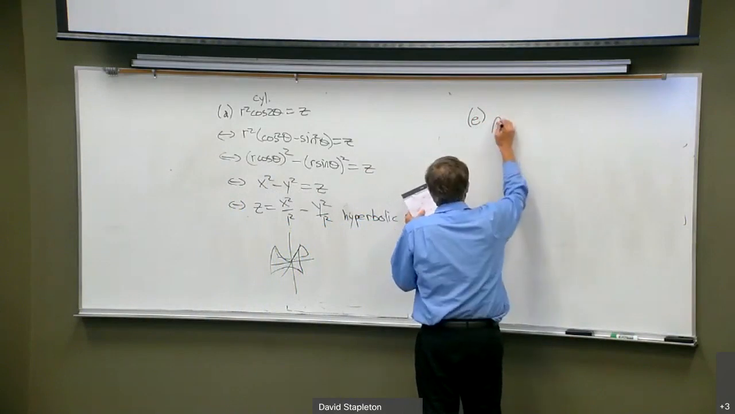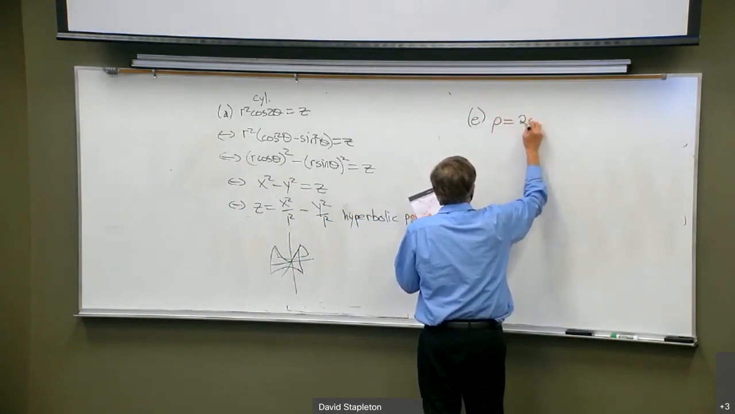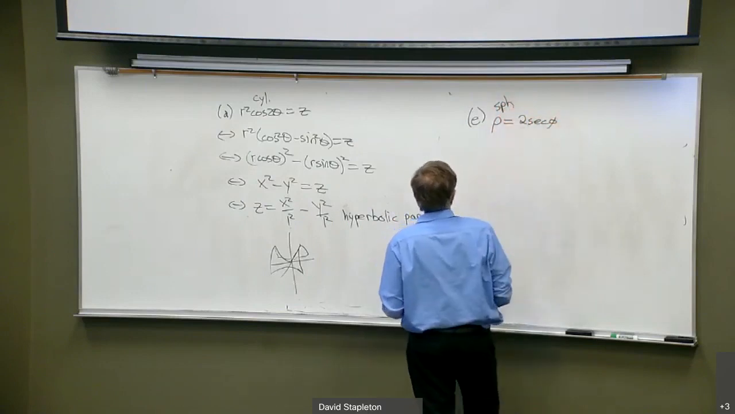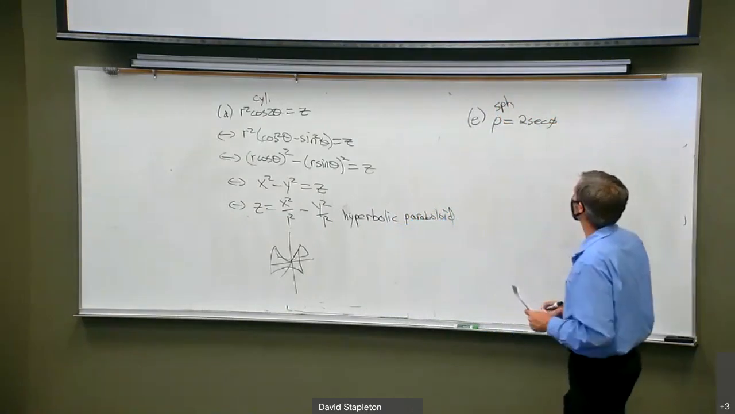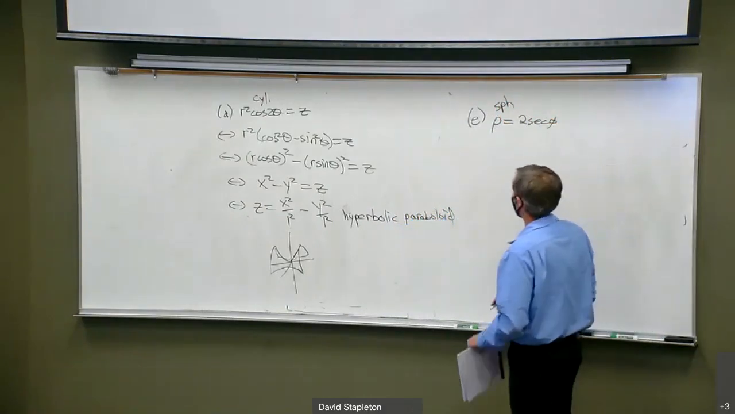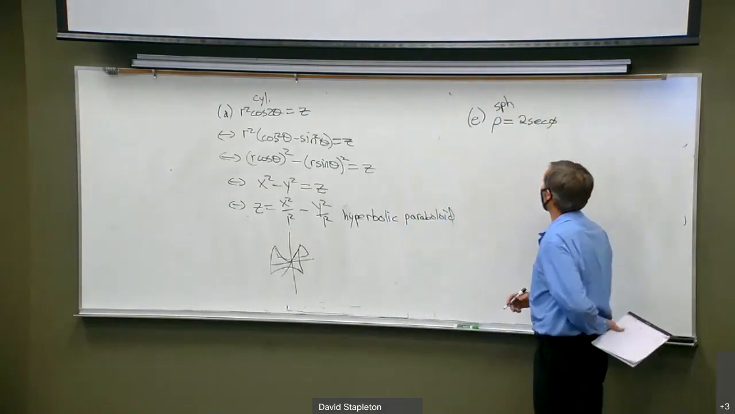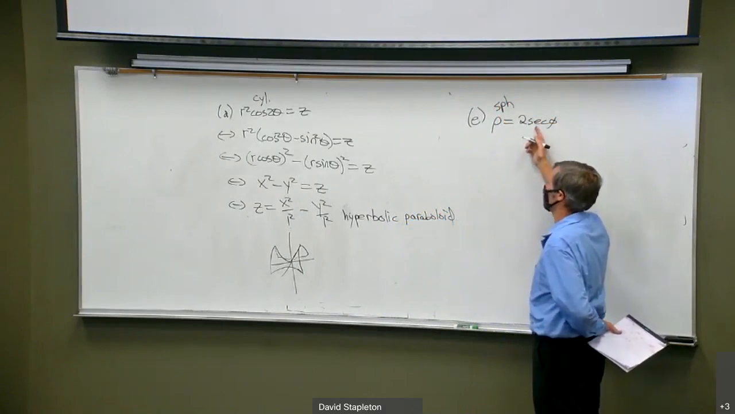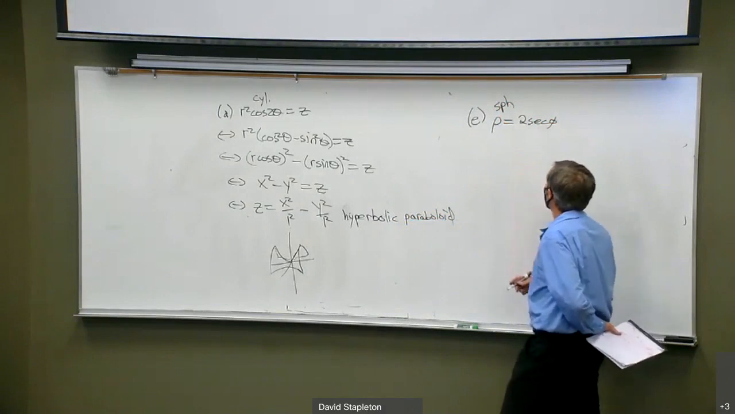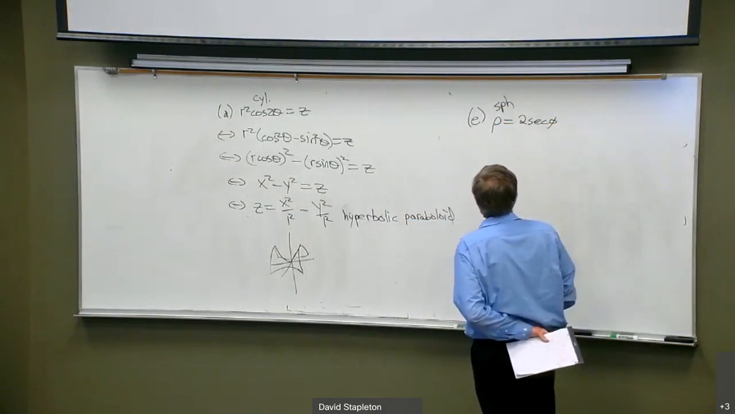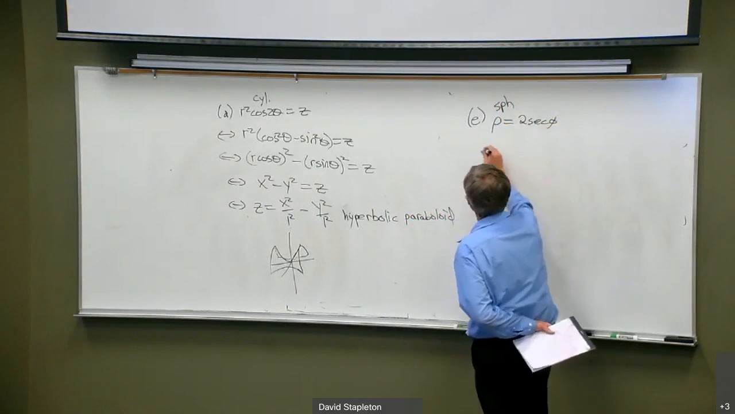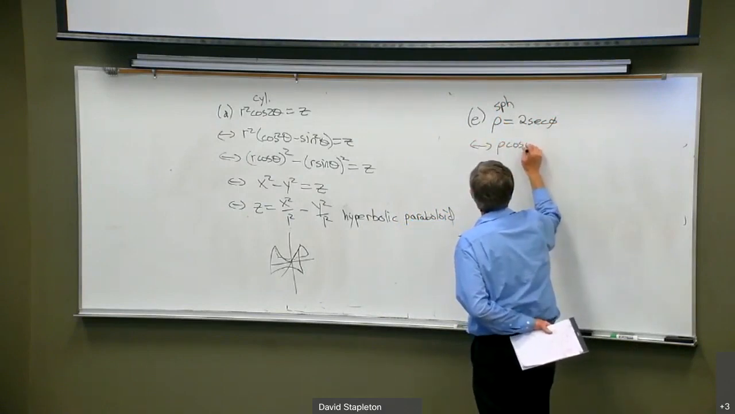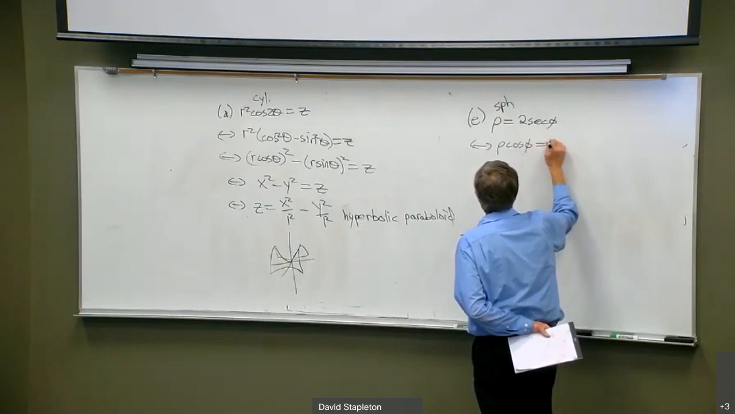Suppose I had rho equals 2 secant phi. Spherical coordinates. How do I convert that to rectangular? Well, once again, I want to get the things that are in the equation. I don't have secant phi in there. What do I have? I have sine phi and cosine phi, and they all have to be multiplied by rho. So what I might do is multiply both sides by cosine and rewrite this as rho cosine phi equals 2. Right?